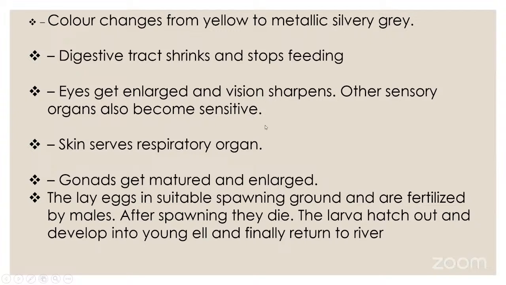Now, they even change their color from yellow to the metallic silver gray during their migration. And the digestive tract shrinks and they stop feeding, as we discussed. So during their migration, they don't eat. So what happens? The digestive tract shrinks. Then the eyes get enlarged and vision sharpens. Other sensory organs also become sensitive. See, they should be very careful during the migration. So their eyes get enlarged and their vision sharpens because they need to protect themselves from the predators.